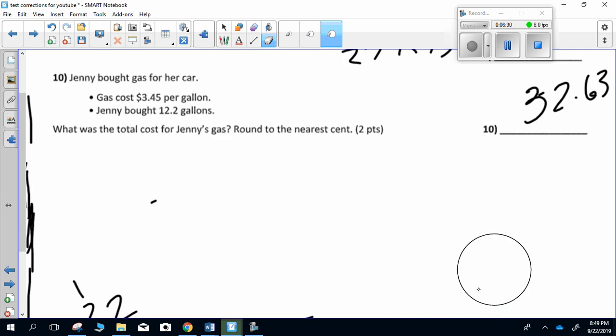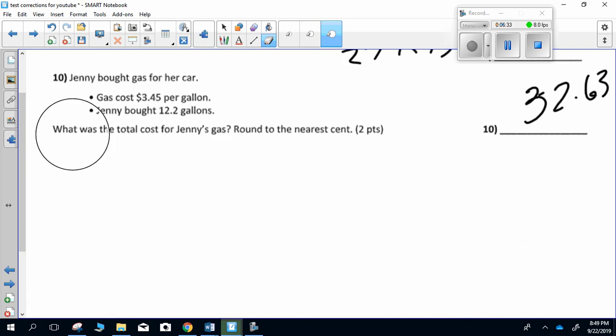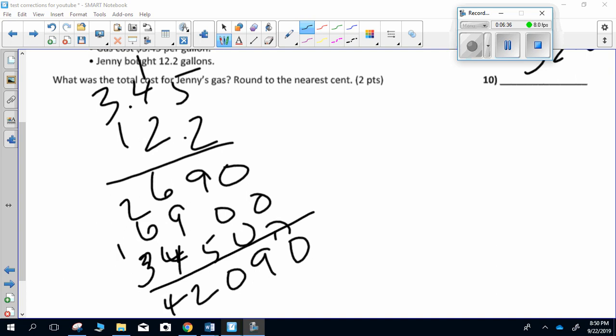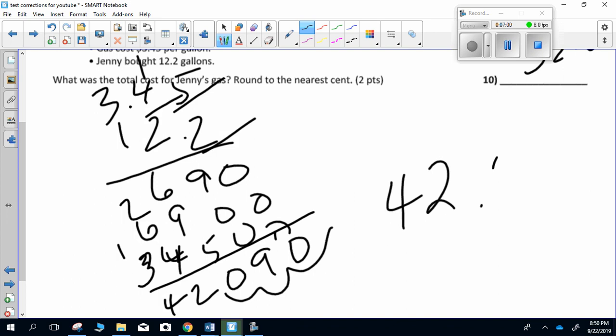Jenny's buying some gas. She buys 12 and 2/10 gallons. So I need to multiply. So I've set up my problem, 345 times 12.2. I put the 12.2 on the bottom because it's easier to multiply by. 690, 6,900, 34,500. Then I add it up, I get 42090. Count the decimal places in the problem, 1, 2, 3, 1, 2, 3, make it be money, 4209.